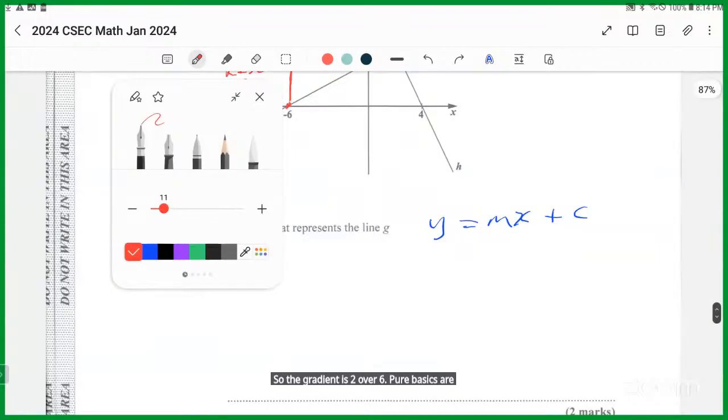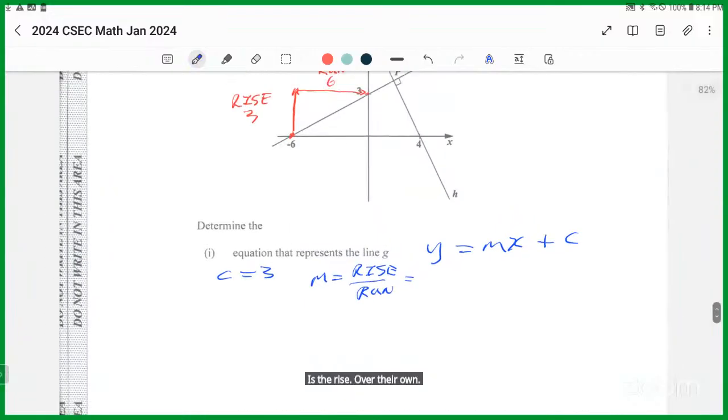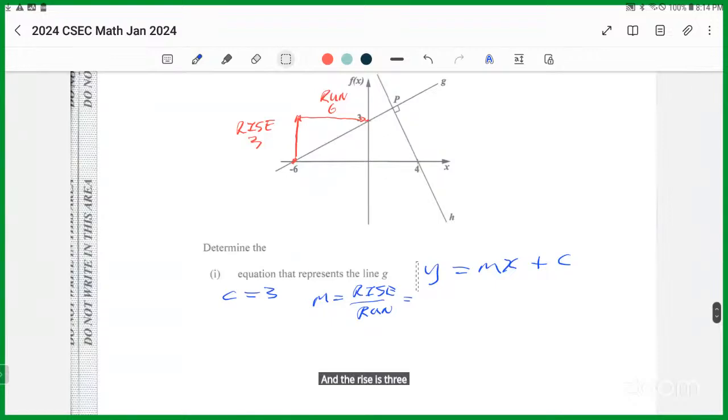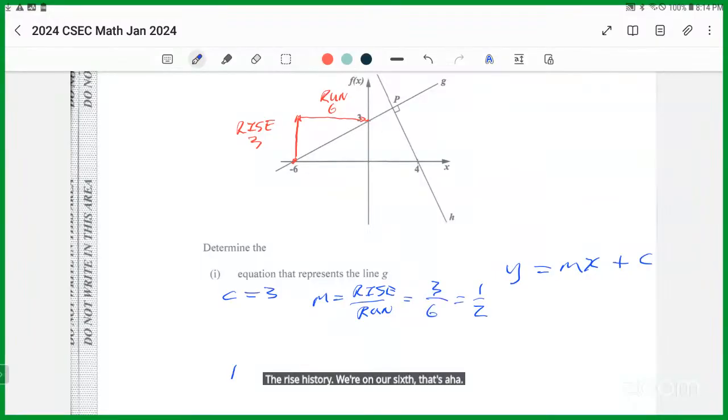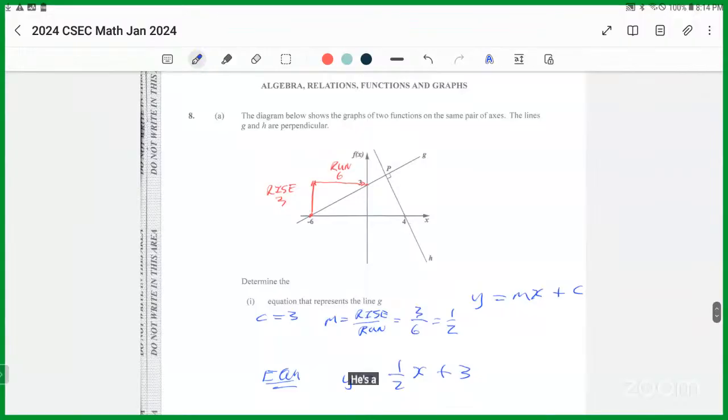So the gradient m is the rise over the run. And the rise is 3 over a run of 6. That's a half. So the equation becomes y equals half x plus 3. Easy like that. You want to calculate the gradient using those coordinates, fine. But when you see those values, you can count the rise and count the run. That is it. Do it easy, please.